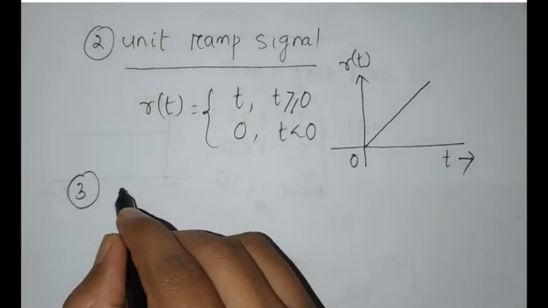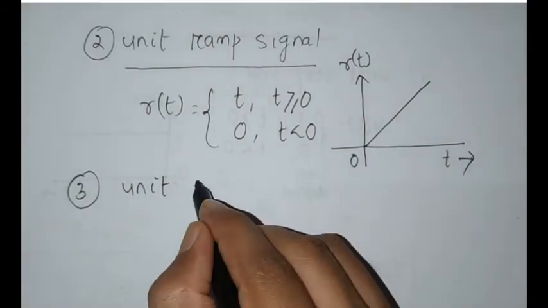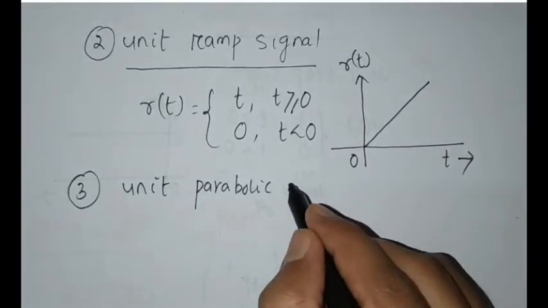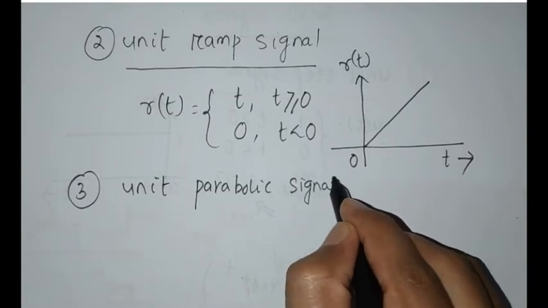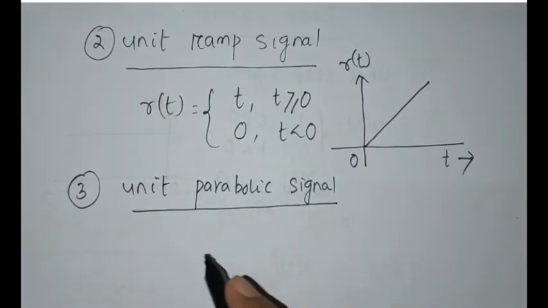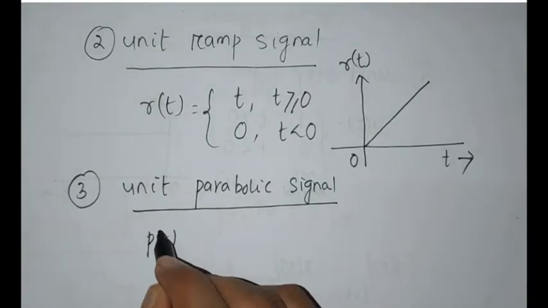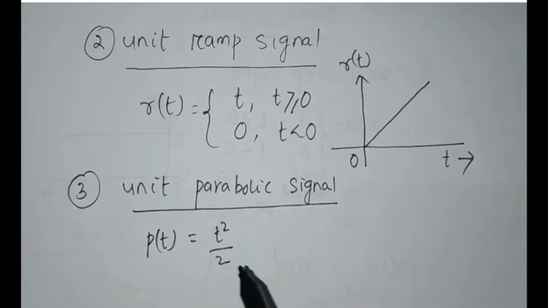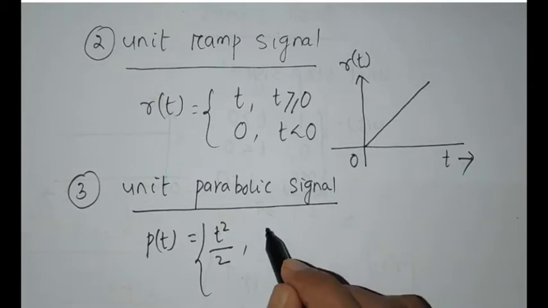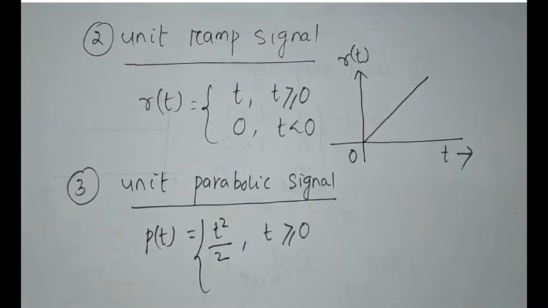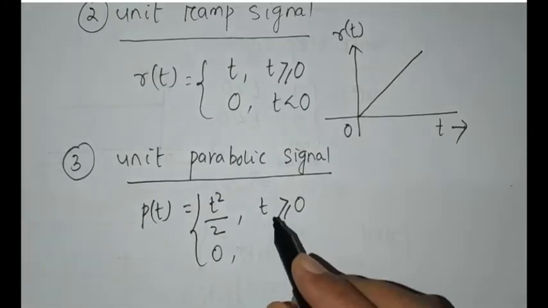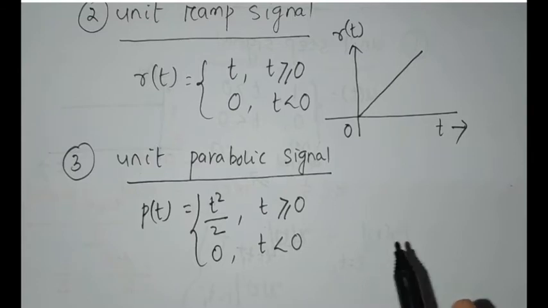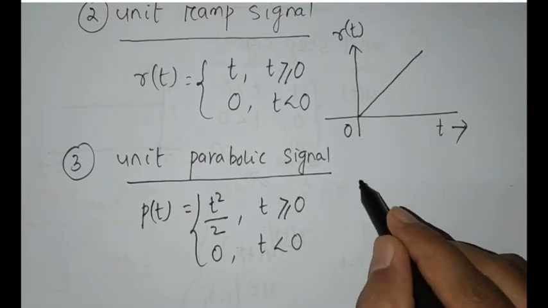Now the third one is the unit parabolic signal. All these signals are important. It is defined as p of t equals t square by 2 for t greater than or equal to 0, and 0 for t less than 0. So we can represent it like this.